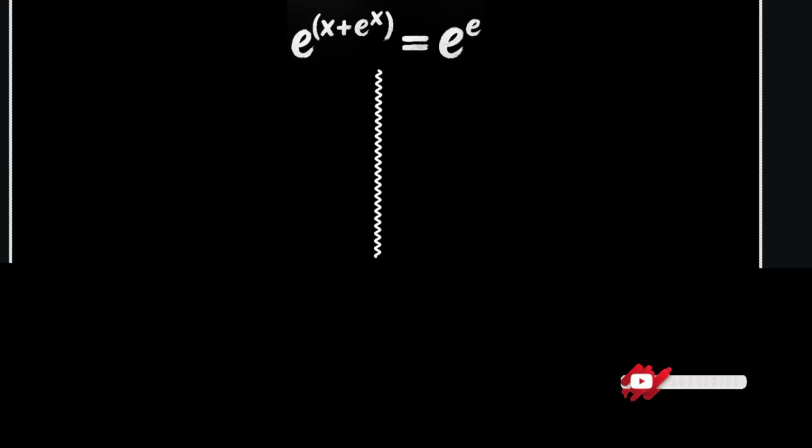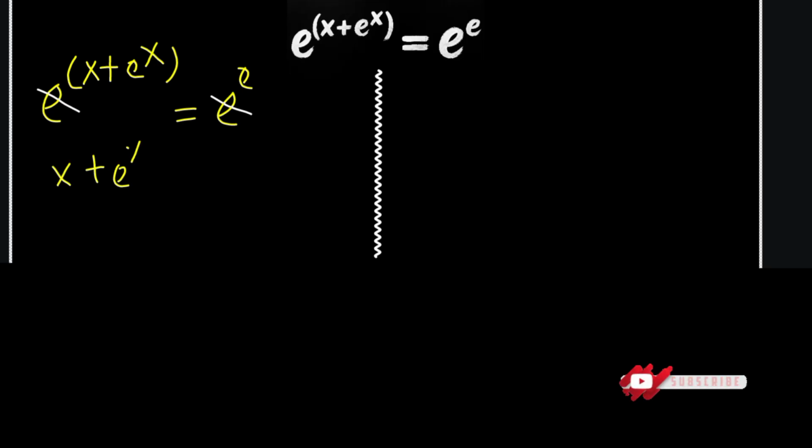Guys, here's another interesting math challenge that we'll be solving today. From the question given to us, we have e to the power of x plus e to the power of x, and this equals e to the power of e. From here, we can see that they have the exact same base, so we can say e cancels e, and then we'll be left with x plus e to the power of x equals e.